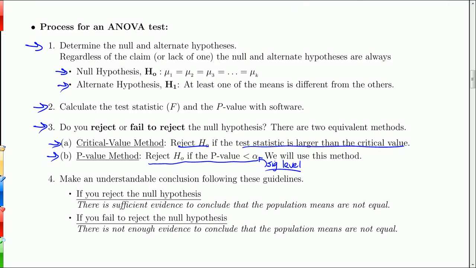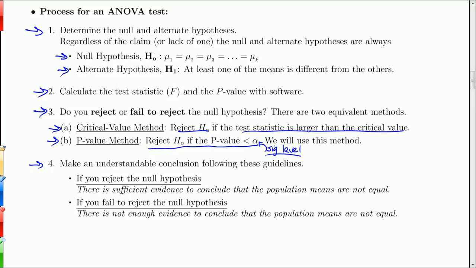All right, and then as usual, you want to end with an understandable conclusion. If you reject the null hypothesis, there is sufficient evidence to conclude that the population means are not equal. And if you fail to reject the null hypothesis, there is not enough evidence to conclude that the population means are not equal. So in the first case, you make a pretty strong conclusion that at least one of these means is different from the others. If you fail to reject the null hypothesis, you haven't proven that all the means are equal. You just don't have enough evidence to suggest that they're not equal, right? So the two negatives does not quite equal a positive in this case.